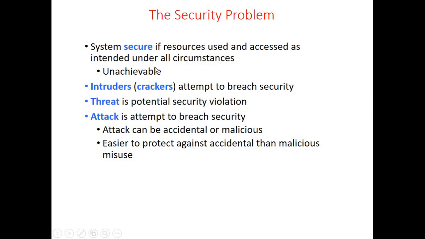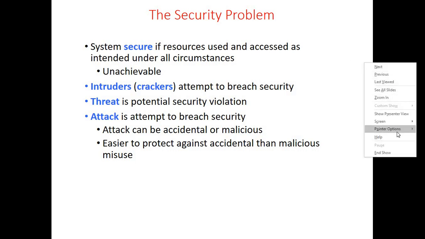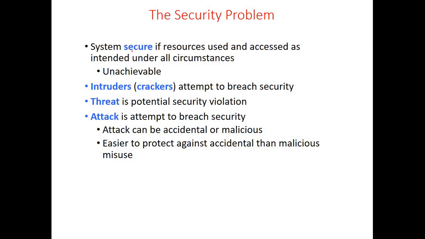A system is secure if resources are used and accessed as intended under all circumstances. We can say that a system is secure if all the resources are used and accessed as intended under all circumstances. That means whatever permissions are specified and whatever privileges are given to the resources, they are used accordingly. Then we can say that the system is secure.